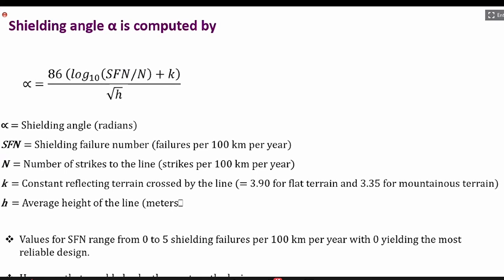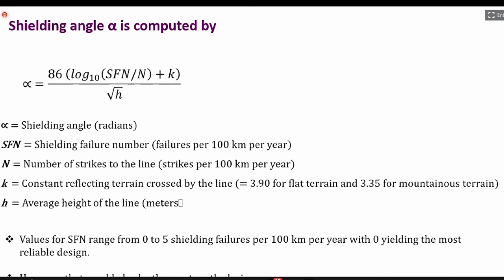Now, if you want a very robust, very reliable transmission line where you do not need any flashovers or backflashovers, especially the flashovers. So in other words, you don't need shielding failure at all. Say that you don't need any shielding failure, zero shielding failure. Now, when you put zero for SFN, you will find that alpha will become quite small, because then alpha becomes 86 into K, we'll go into K later, K divided by root H. So that you are getting a smaller alpha. What does small alpha mean? You need more shielding wires.